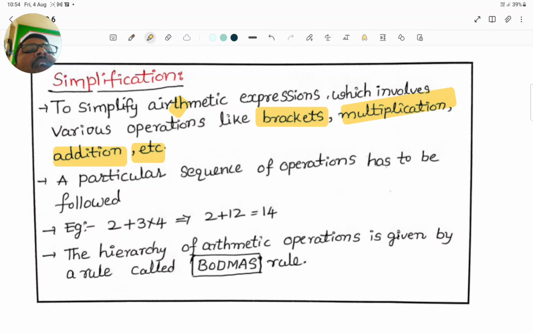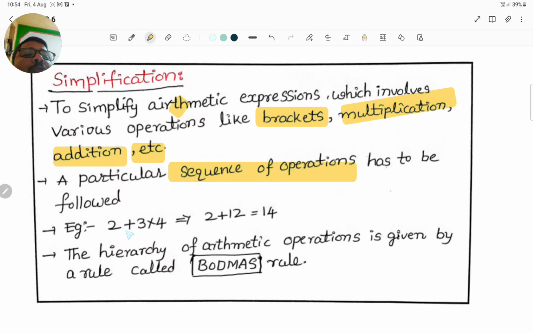And subtractions. When we simplify problems, we have to use some rules for various operators like brackets, multiplications, additions and subtractions. Here a particular sequence of operations takes place in simplification. When we simplify the problems, we have to use the operations in sequence.